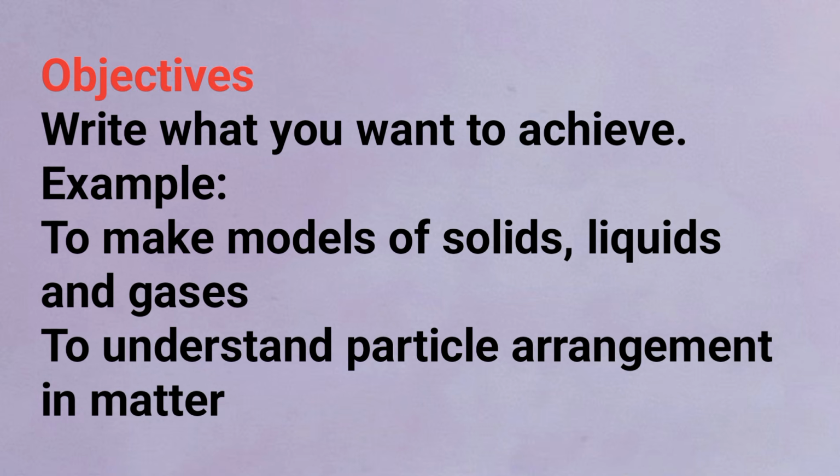Now, under that page of objective, let them write what they want to achieve. For example, they want to achieve making models of solids, liquids, and gases, or they want to understand particle arrangement in matter. So that is the objective of the project. That's the reason why they are carrying out the project. Then after that, they will go to the next page under the assessment journal.